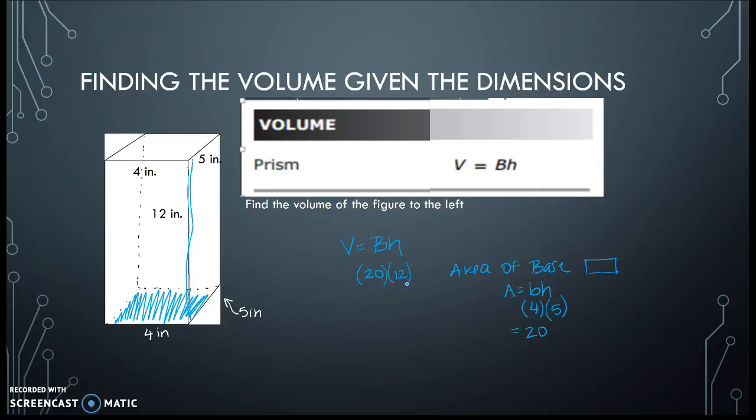So 20 times 12. So 2 times 12 is 24. And add in my 0. Or you could have gone off here to the side and done 12 times 20. Well, you guys like to do your zeros like that. 0, 2 times 2 is 4. 1 times 2 is 2. Okay, so 240. So in this case, the volume is 240 inches cubed, or cubic inches. Okay, let's try the next one.